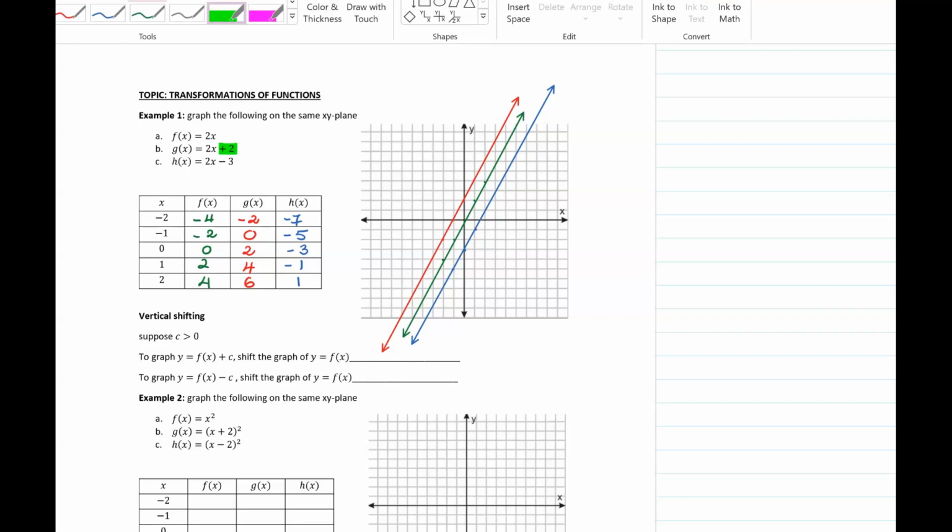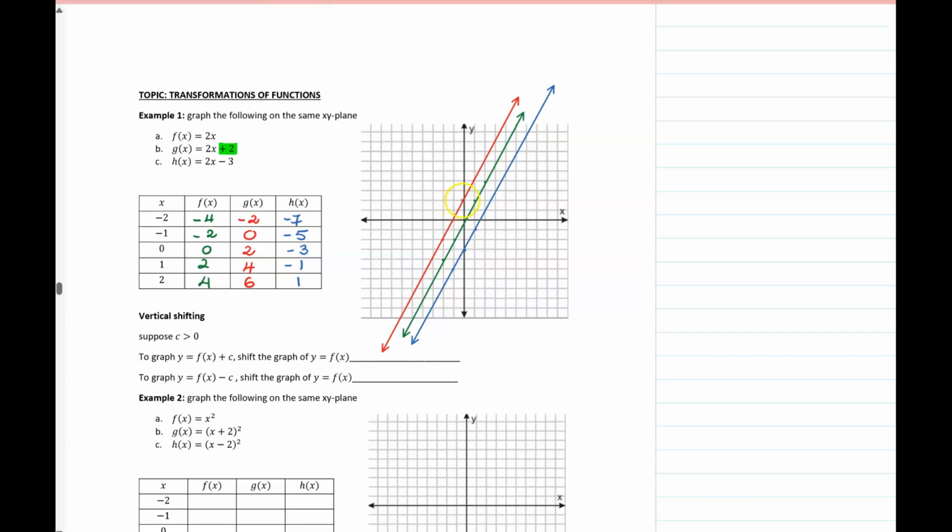So if you take a look at the distance between each of these points, this distance is 2. This means the graph is moved up 2 units. Whereas in the next one, we have x minus 3. Compare the graph of the green line and the blue line. The difference here is 3 units. From each point to the other is 3 units. And it's going down, compared to the original graph.